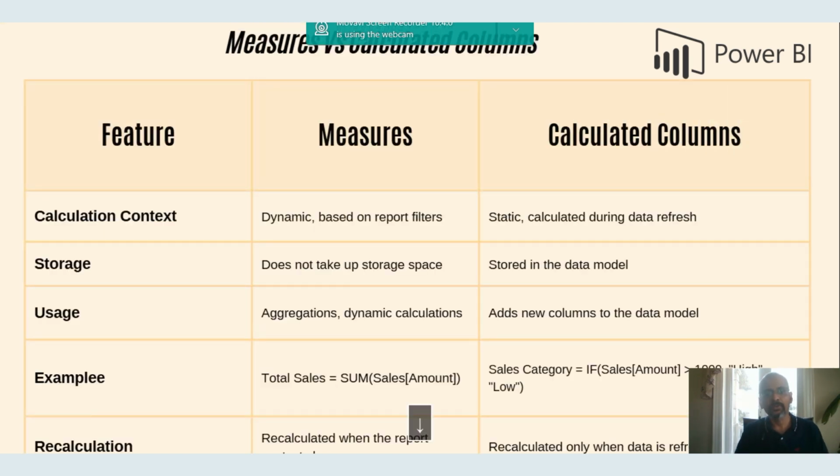That is very important. So let me run it quickly. Calculation context: measures are very dynamic. If you change the filter, or if you change the slicer, it gets automatically changed. But calculated columns are very static in nature, because you are doing it based on the column which you have created additionally in the table. Measures do not take up any storage, unlike your calculated columns.